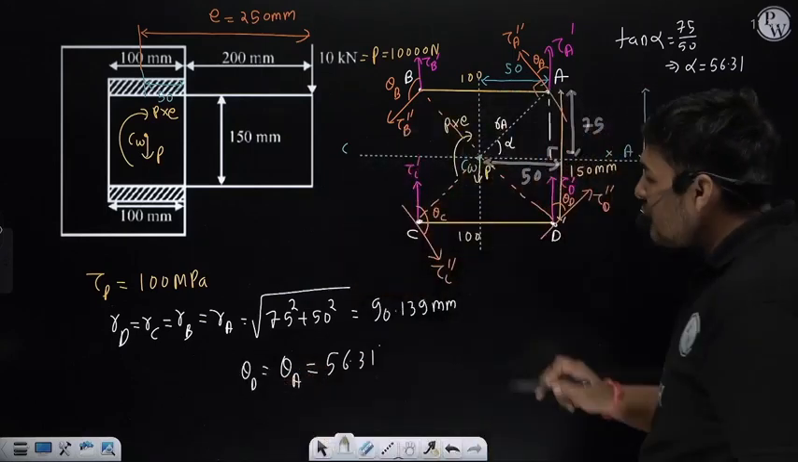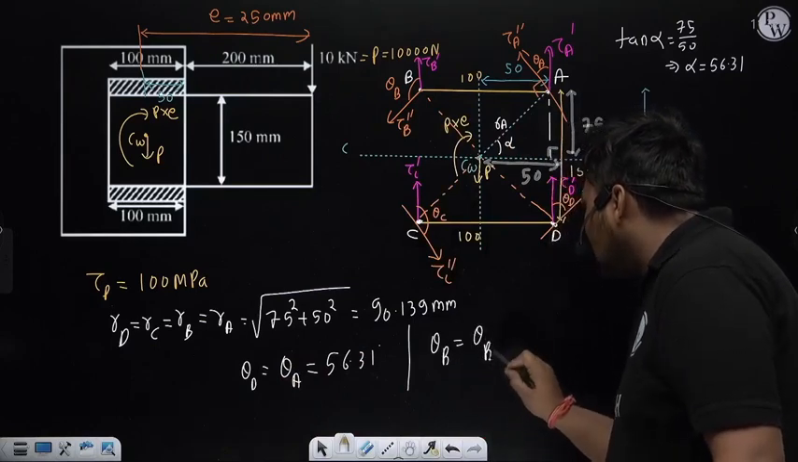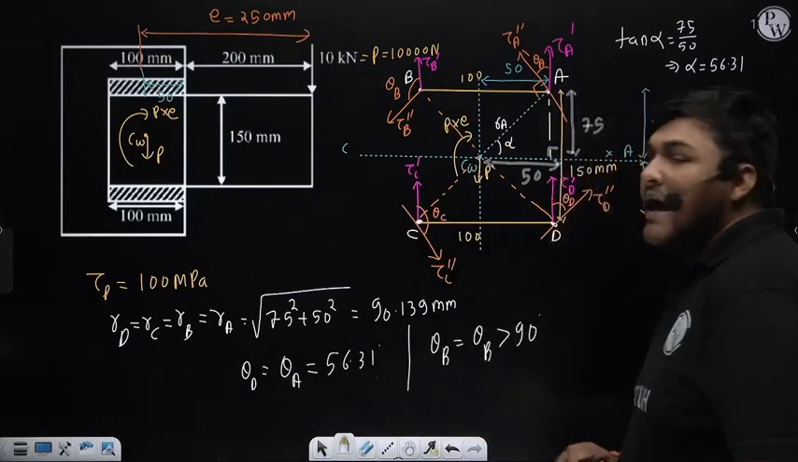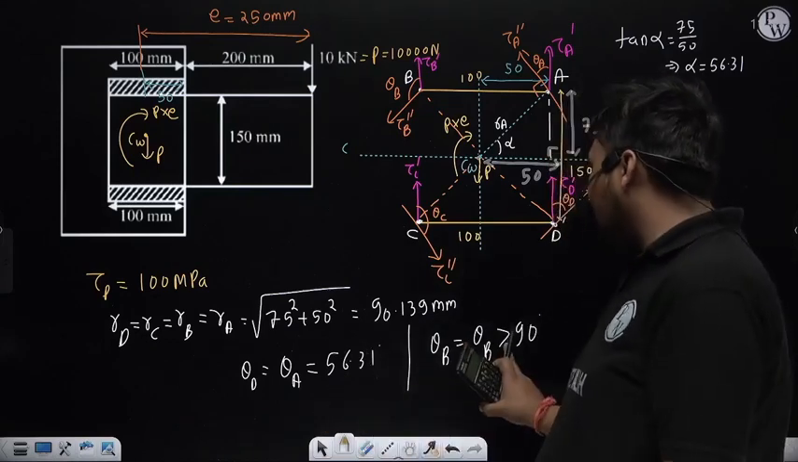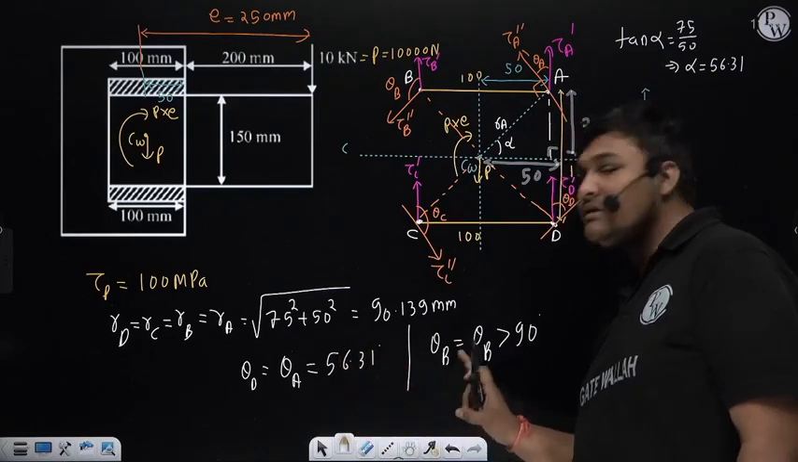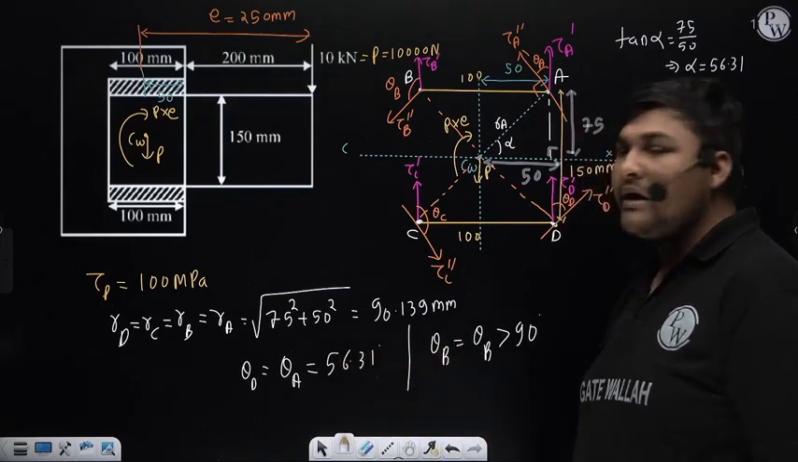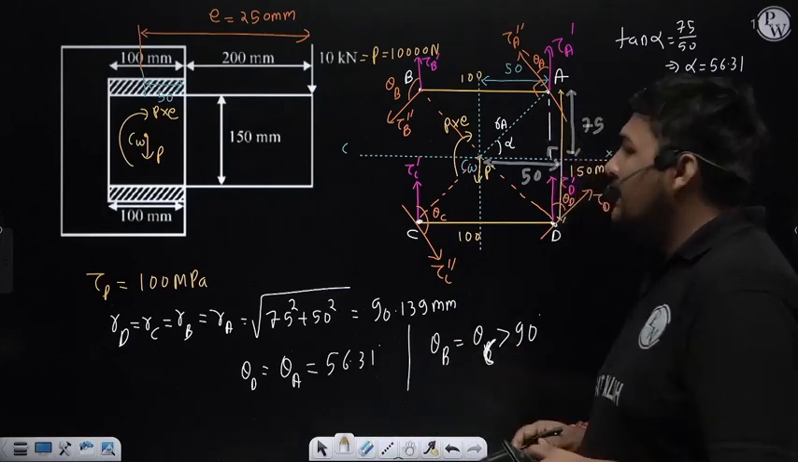Now what about theta B and theta C? You need not calculate the values of theta B and theta C, because they are greater than 90 degrees. To find the critical point, we need to see where theta is less. If it is greater than 90, definitely it will be more than this, so definitely this value will be lesser than this. So we need not calculate the magnitudes of theta B and theta C.